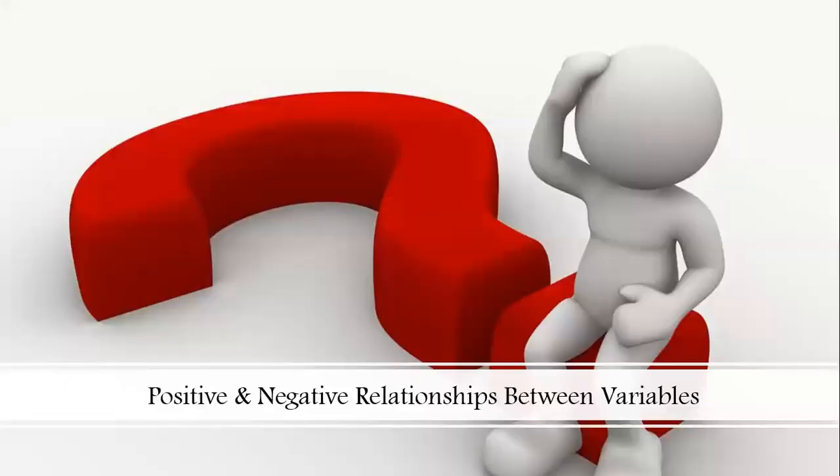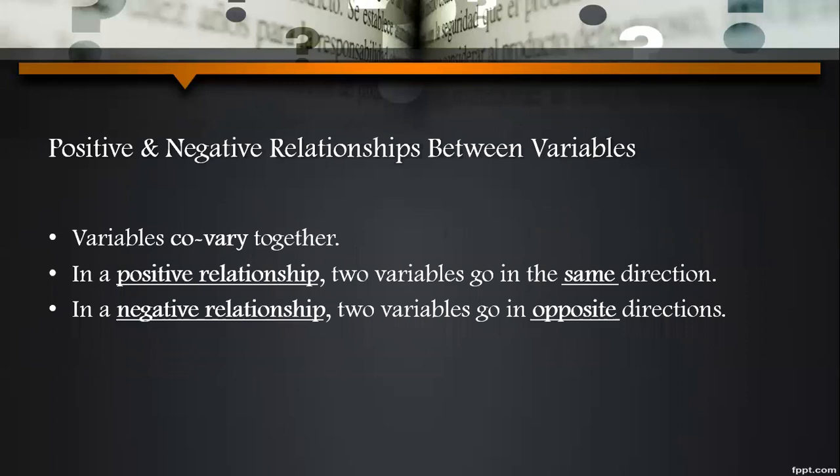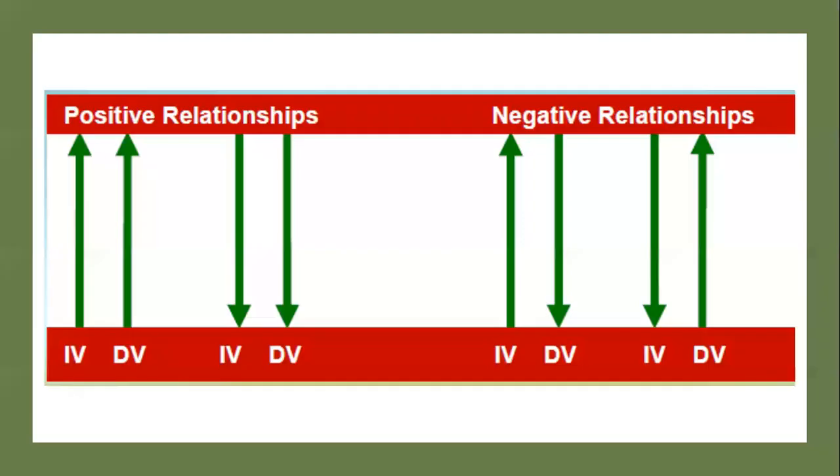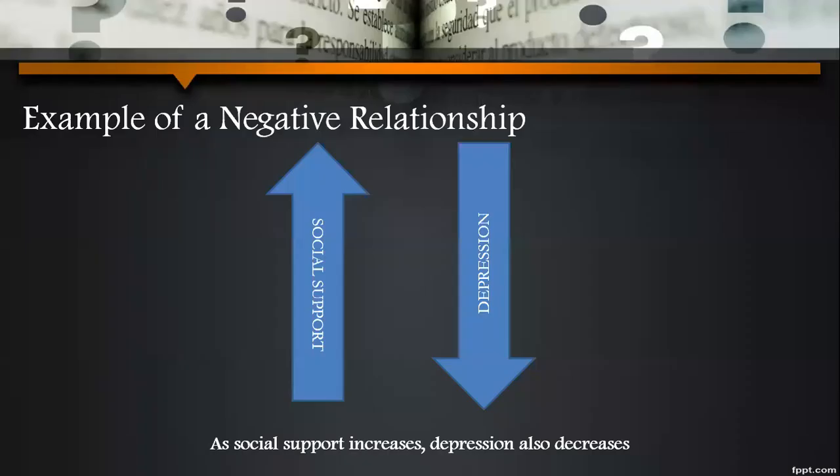Now let's discuss positive and negative relationships between variables. So variables co-vary together, right? So independent and dependent variables. In a positive relationship, two variables go in the same direction. And in a negative relationship, two variables go in opposite directions. So I'm going to give you a couple of examples of this. And here's just a visual to help you understand the difference between positive and negative relationships.